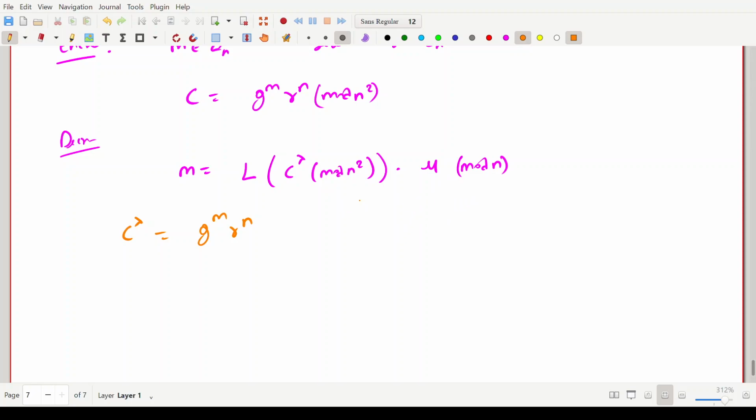Now let us see the formula for L of U. It is U minus 1. L of, say, X is X minus 1 upon N. This was the definition. I would like to find L of C raised to lambda modulo N square. Don't forget that.